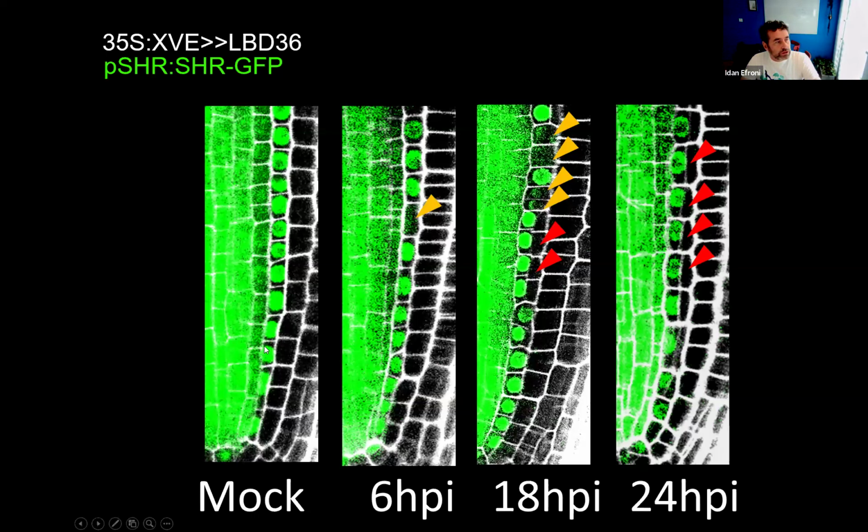This is short root, and then we induce the gene, and we start to see these holes in the movement of short root, which later leads to divisions, which are characteristic of a low level of short root. So these genes can stop the movement.